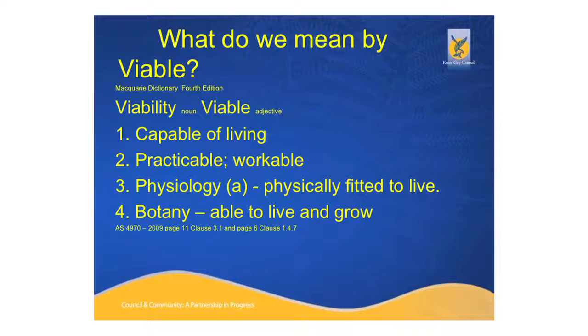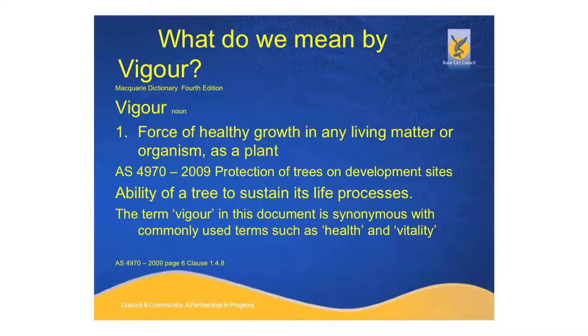And what do we mean by the word vigour? Again, the Macquarie Dictionary says it's a force of healthy growth in any living matter or organism, as a plant. And in AS 4970, which is the Australian Standard, it says the ability of a tree to sustain its life processes. Key point: ability of a tree to sustain its life processes. The term vigour in this document is synonymous with commonly used terms such as health and vitality.